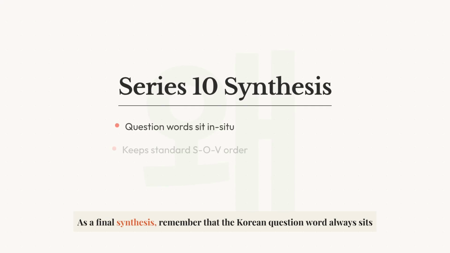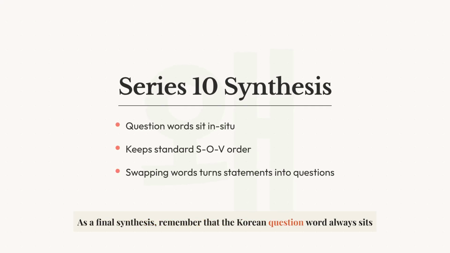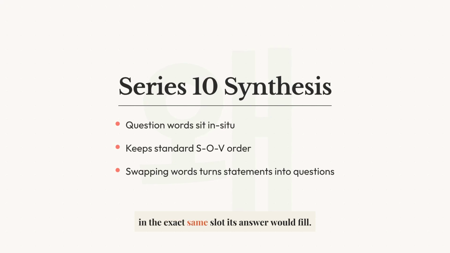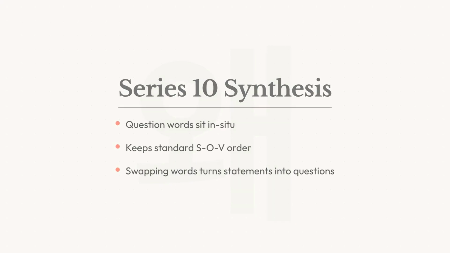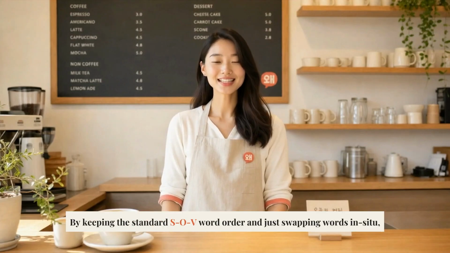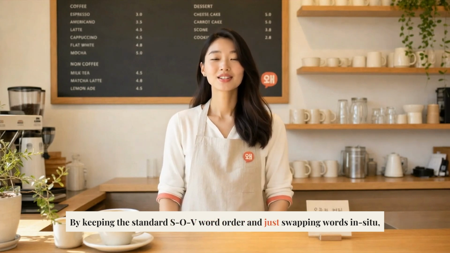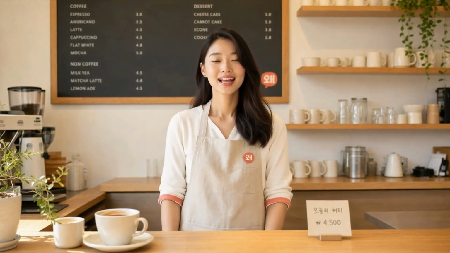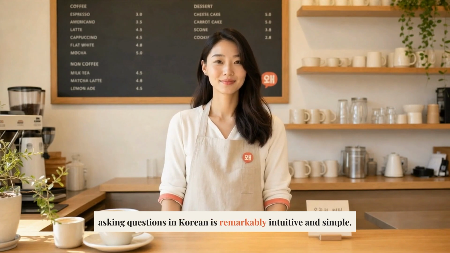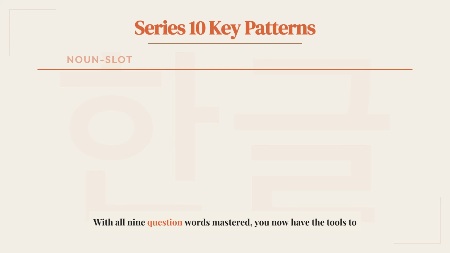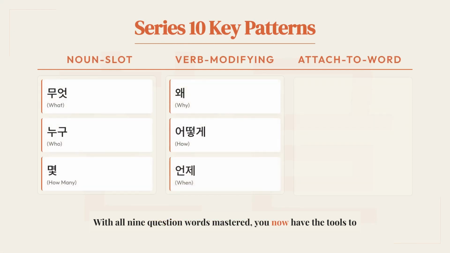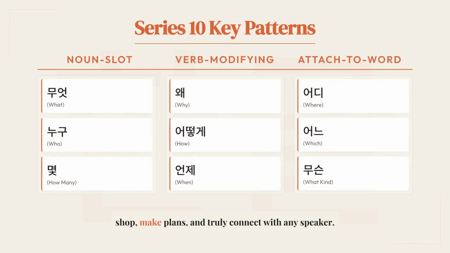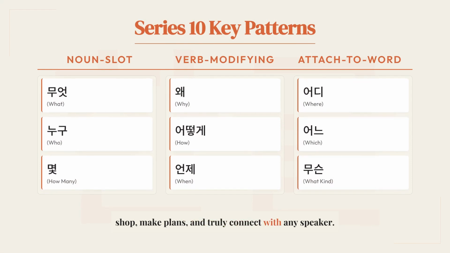As a final synthesis, remember that the Korean question word always sits in the exact same slot its answer would fill. By keeping the standard SOV word order and just swapping words in situ, asking questions in Korean is remarkably intuitive and simple. With all 9 question words mastered, you now have the tools to shop, make plans, and truly connect with any speaker.